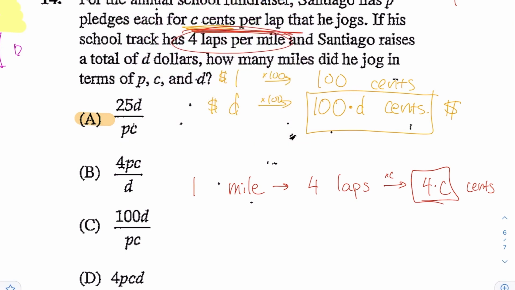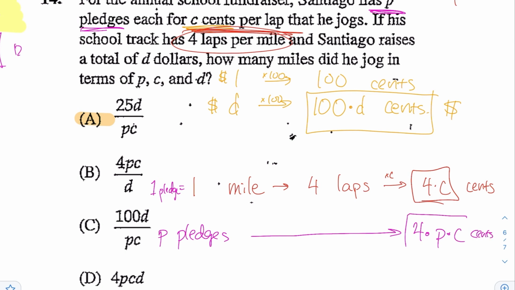Now that's for one pledge, so one person. He has P pledges, so P people are giving him 4C cents per mile. So you have to multiply everything by P. So for P pledges, you'll get 4 times P times C cents. And this is for 1 mile. And that's for P pledges. So essentially, each mile he jogs, he gets this much money.